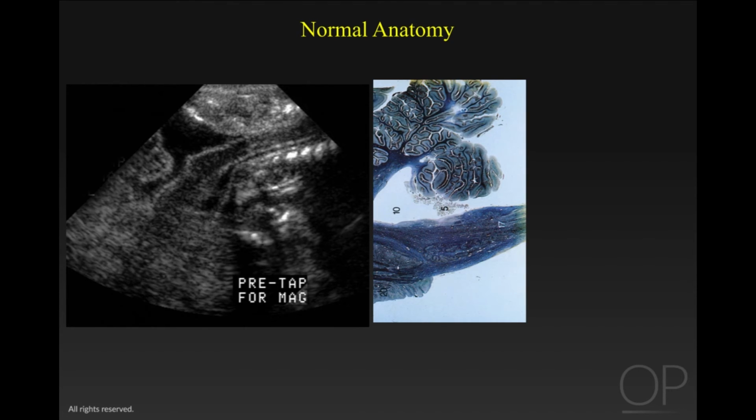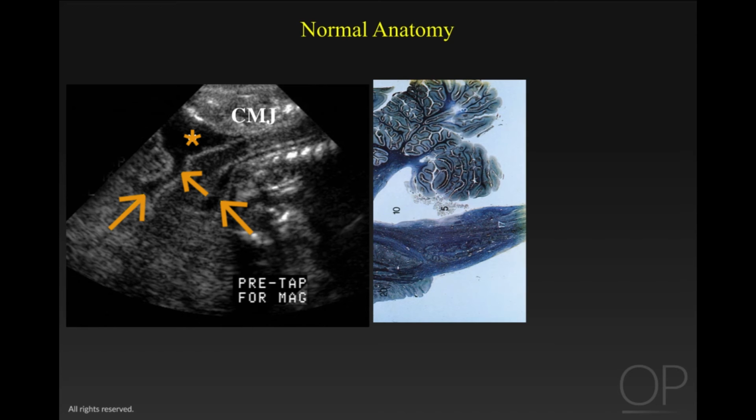The image on the left is the sagittal midline ultrasound image, and the image on the right is a sagittal midline pathologic specimen. And here we can see the fourth ventricle, the connection between the fourth ventricle and the cisterna magna, the foramen of Magendie or vallecula, the cisterna magna, and the prepontine cistern. You can also see the cranial cervical medullary junction. Notice how the cervical cord is straight and goes directly into the medulla.